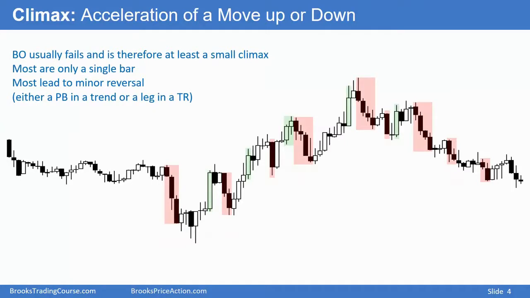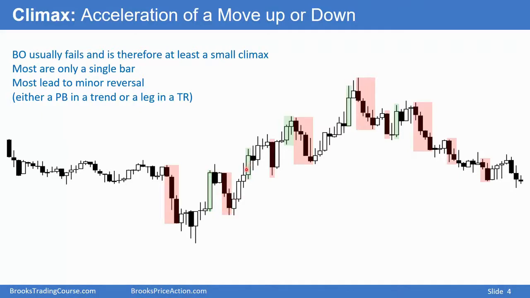Breakouts usually fail, and therefore there's usually at least a little climax. Most climaxes are only a single bar and lead to a minor reversal. For example, a pullback in a trend or a leg in a trading range. Here we have a sell climax and it led to a reversal. The reversal was a buy climax, and that led to a reversal down. This reversal down is a sell climax, and it led to a reversal up.